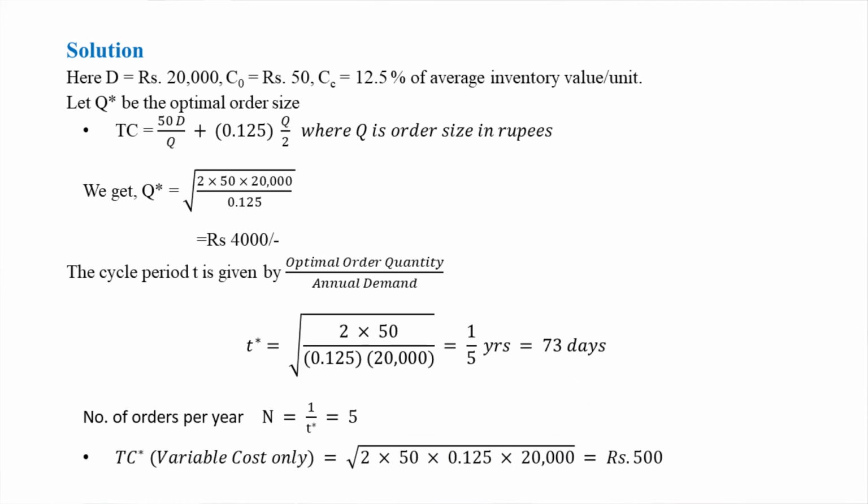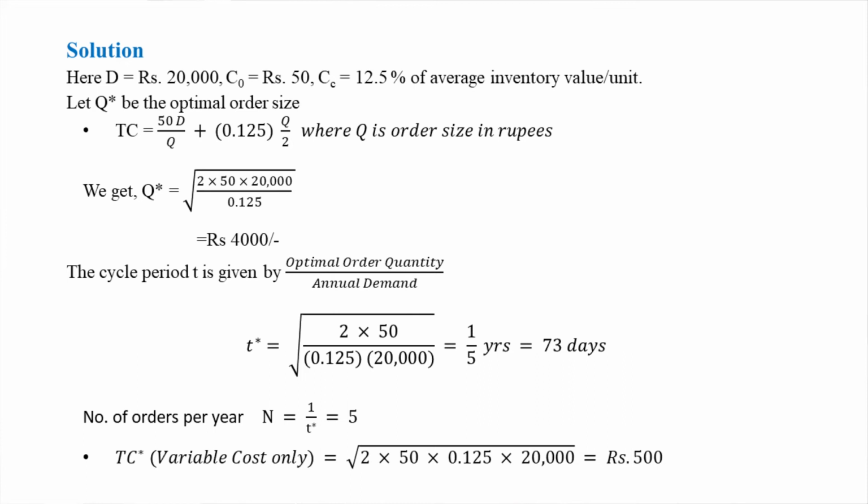So here you need to know the annual carrying cost and the total ordering cost. Based on that, you can calculate the total inventory related cost. Here the annual demand is 20,000, and carrying cost is 12.5% of the average inventory value per unit. Co, the ordering cost, is rupees 50.